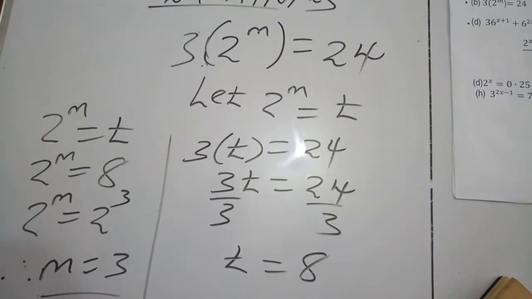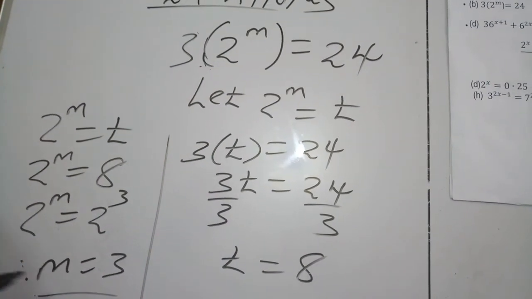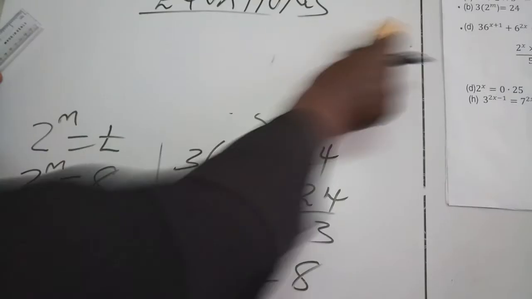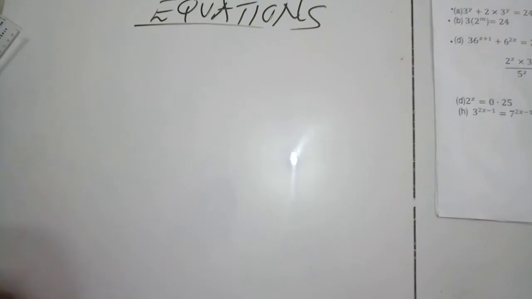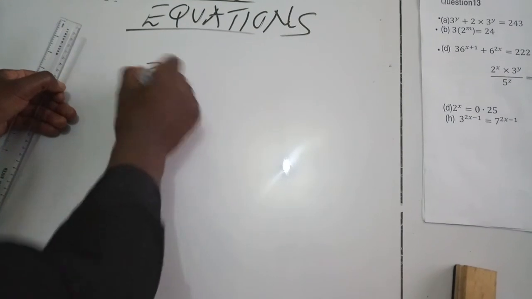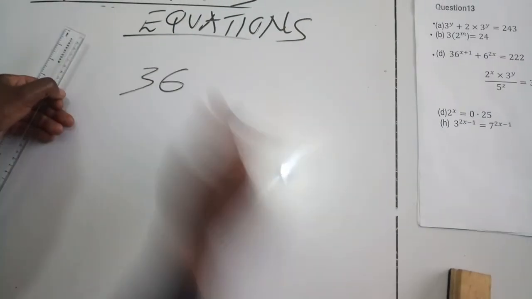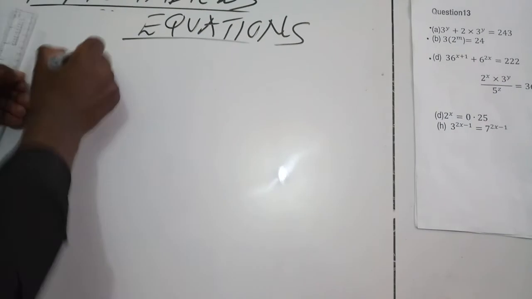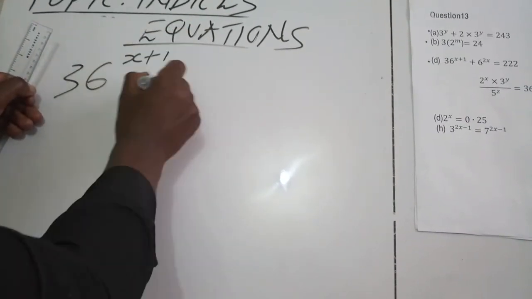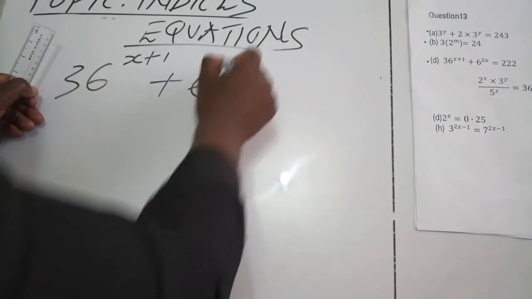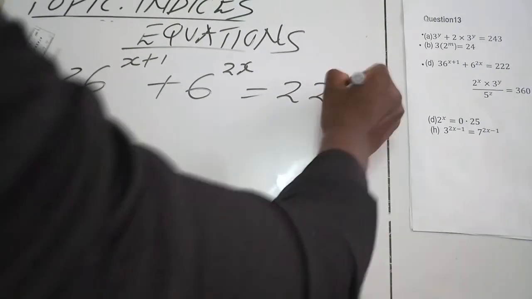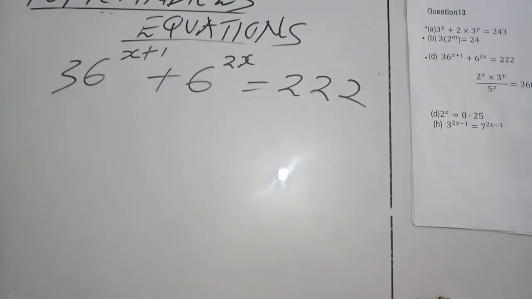Just two more questions or 3, and we shall have come to the end of this topic. Now another question here just for you. We have 36 power x plus 1 plus 6 power 2x is equal to 2. We are supposed to solve for x.